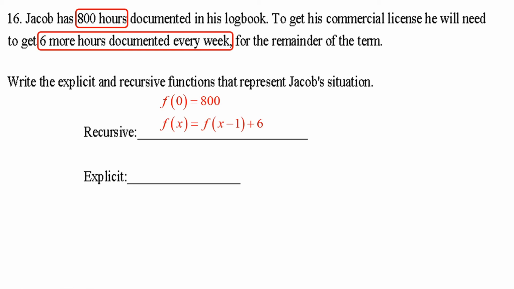Now your explicit. Well, my pattern of change is adding 6, so that's going to be slope-intercept, and I'm going to have a slope of 6 and a y-intercept of 800. So I'm going y equals mx plus b. Or y equals, well, I added 6 every time. That's a slope of 6. So y equals 6 times the number of weeks x plus, and how many did he have in his logbook already? 800. And there it is.